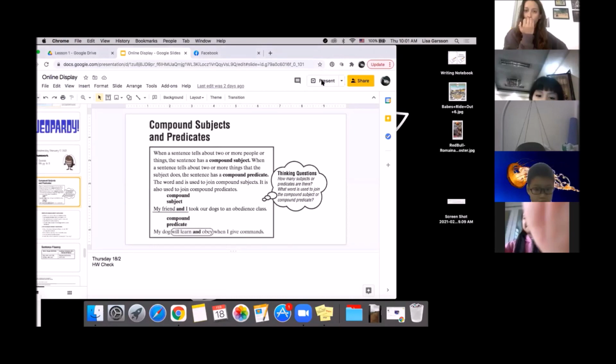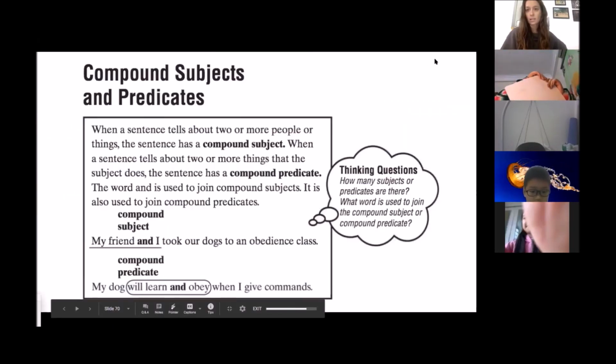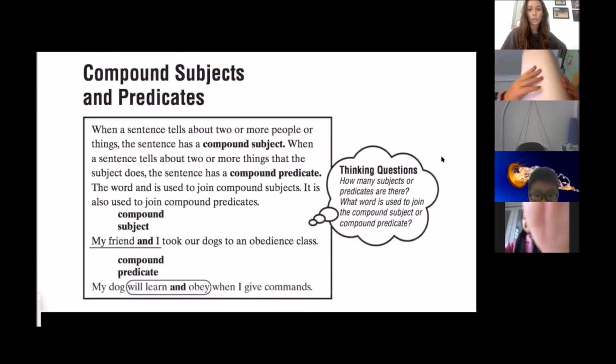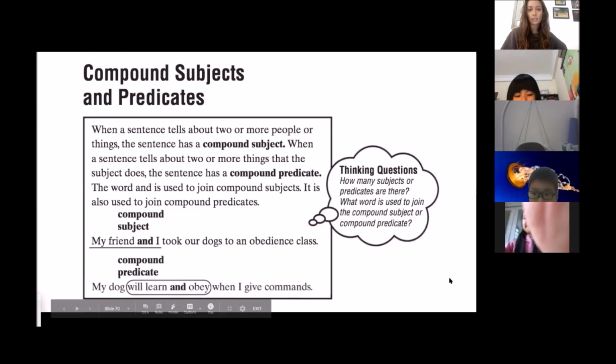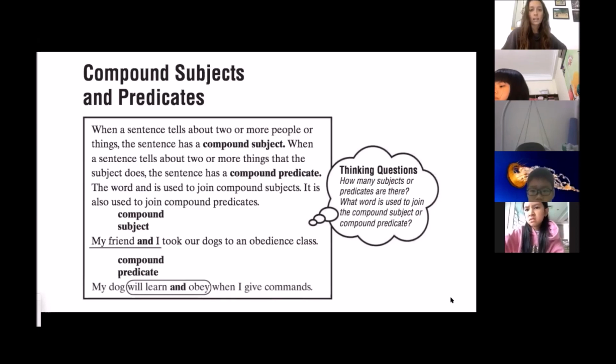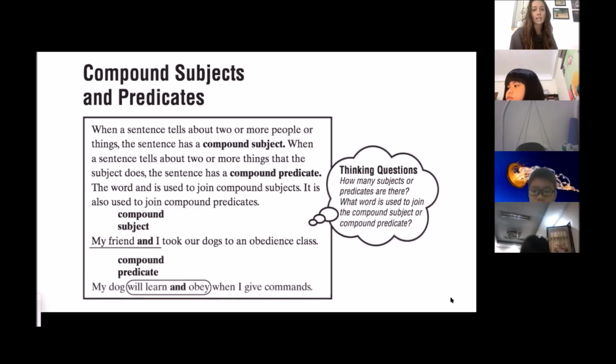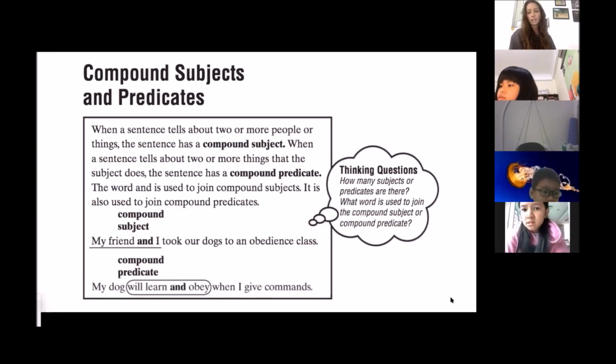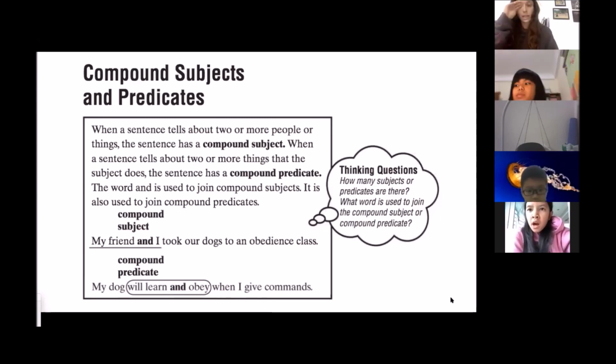Compound subjects and predicates. When a sentence tells about two or more people or things, the sentence has a compound subject. When a sentence tells about two or more things that the subject does, the sentence has a compound predicate. The word and is used to join compound subjects. It is also used to join compound predicates. So let's look at our example sentence here. My friend and I took our dogs to an obedience class.